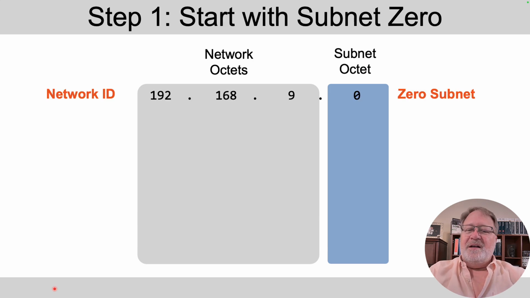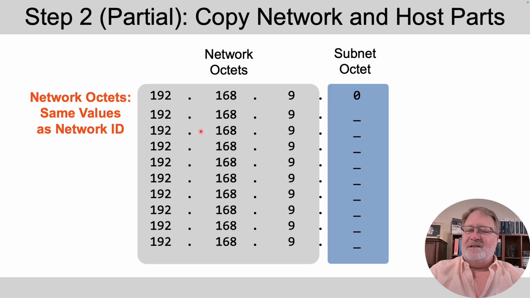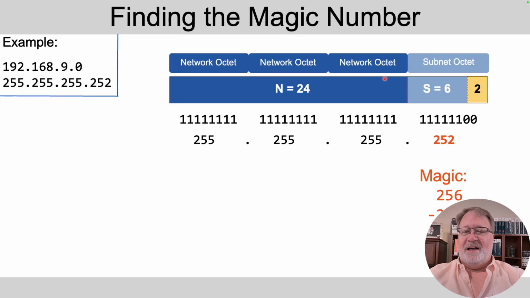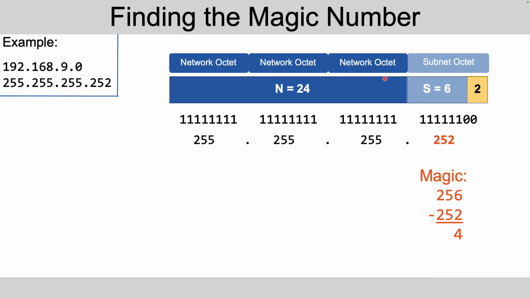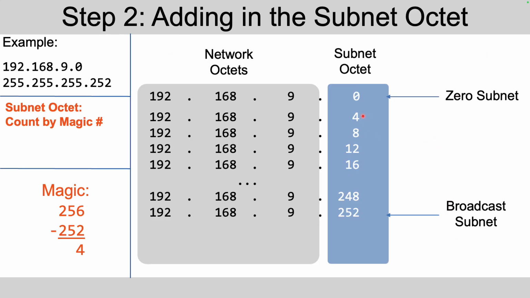The first subnet ID is always equal to the network ID. We call that the 0 subnet. And we can copy down the octets that are network octets over here, and then we're going to add something in the subnet octet to make the rest of the subnet ID. The something is the magic number or increment. How do we calculate it? 256 minus the mask's value in that octet, or 4. So we keep adding 4, add 4, add 4, add 4, add 4. We get to 252 and stop there.